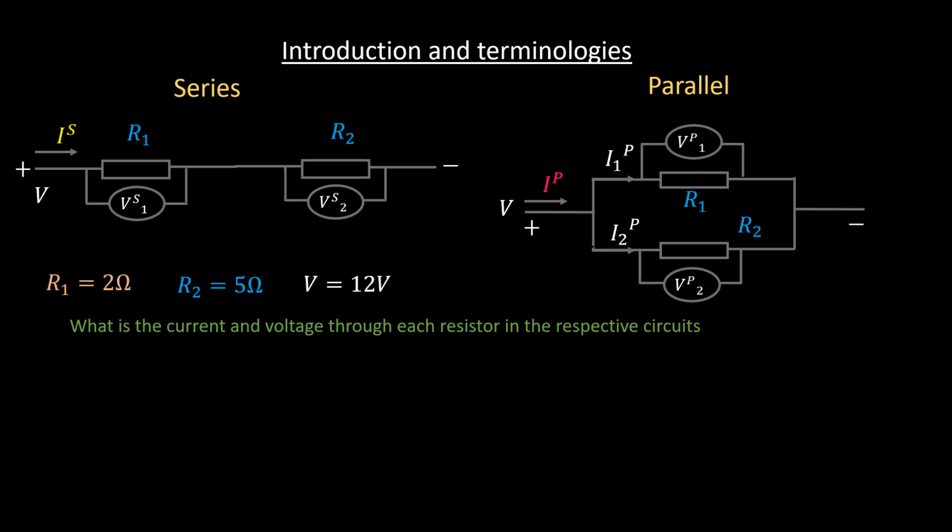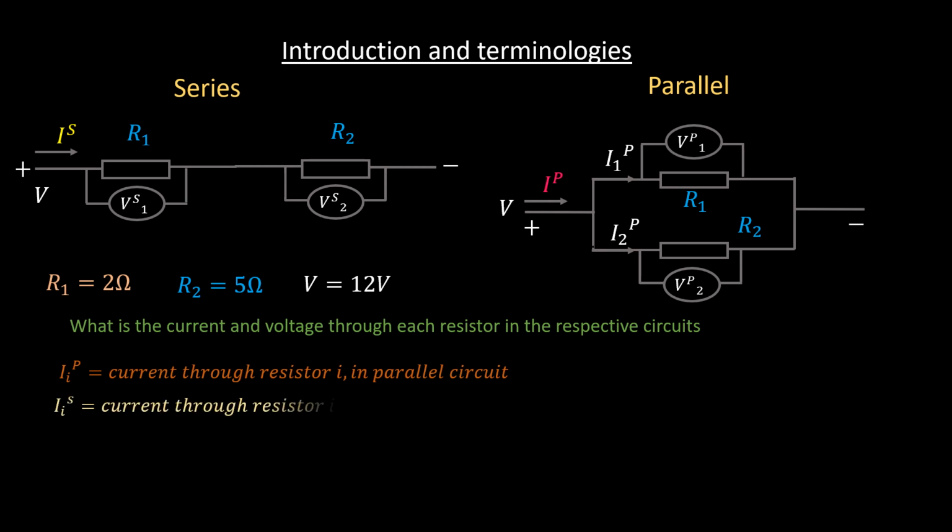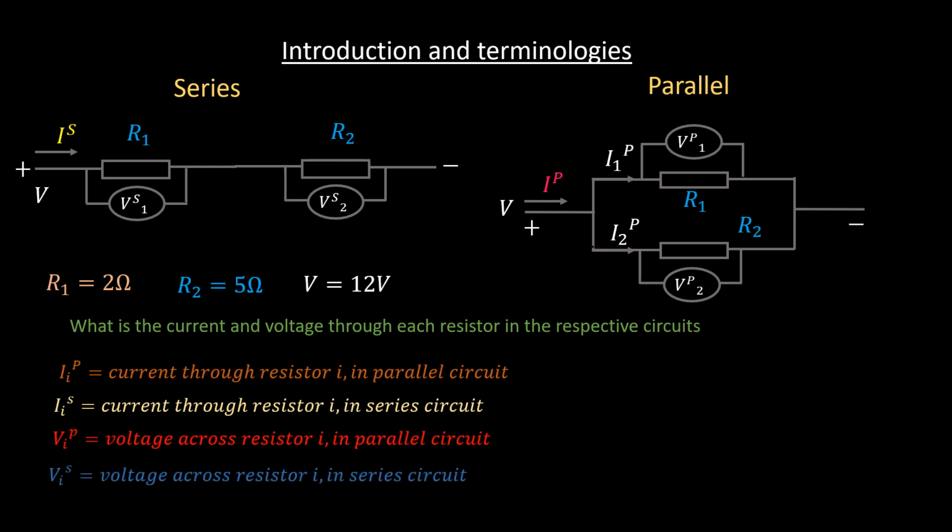Before we proceed, let's familiarize ourselves with the representations and terminologies that will be used throughout. I superscript P subscript i represents the current through resistor i in the parallel circuit. i is a positive integer. I_Si is the current through resistor i in the series circuit. V_Pi is the voltage across resistor i in the parallel circuit. V_Si is the voltage across resistor i in the series circuit.